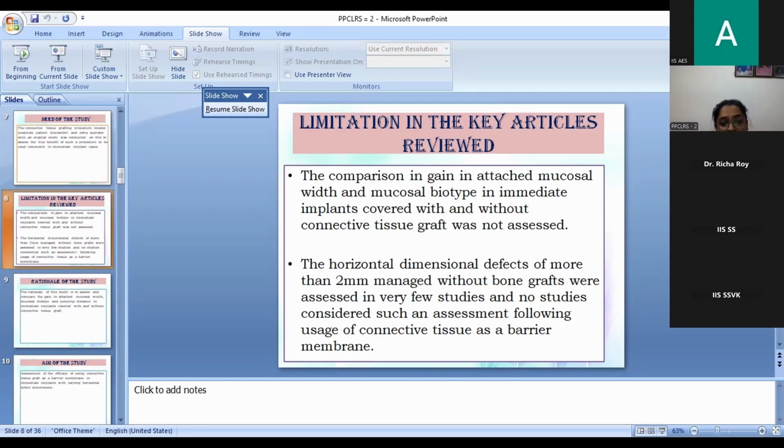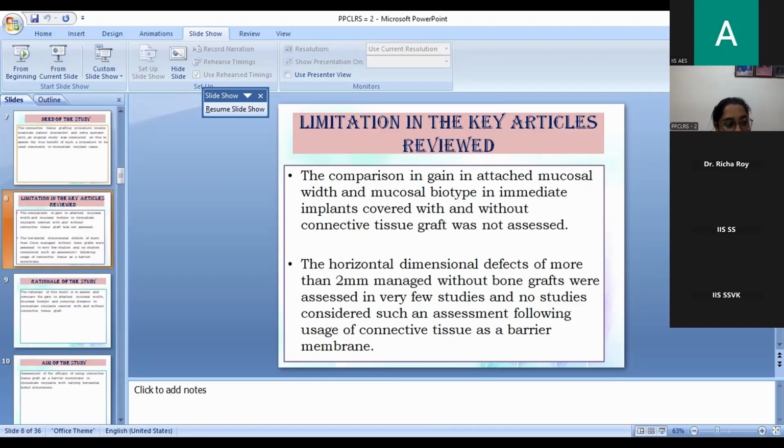The aim of the study was the assessment of efficacy of using connective tissue graft as a barrier membrane in immediate implants with horizontal defect dimensions. The aim was extended into the following objectives: to compare the zone of attached mucosa and mucosal biotype overlying immediate implants covered with connective tissue graft and conventional flap adaptation; to assess the bone fill achieved in cases with varying levels of horizontal defect dimensions around immediate implants augmented with connective tissue graft as barrier membrane.